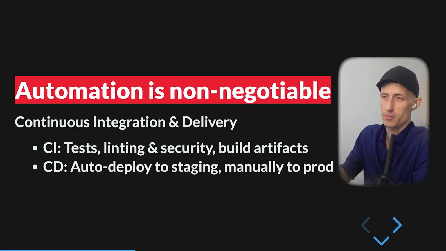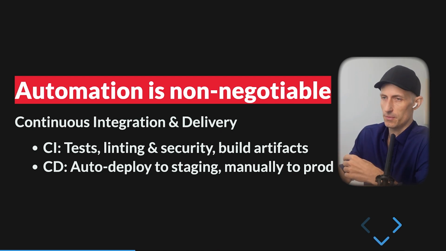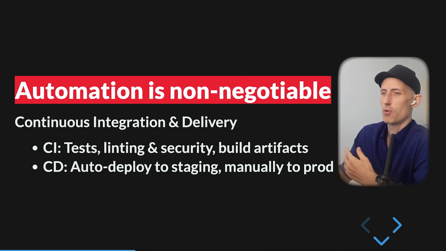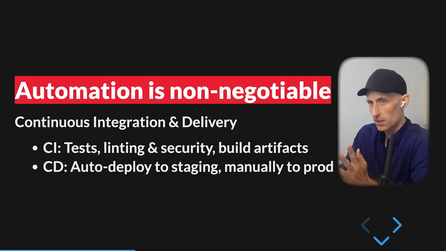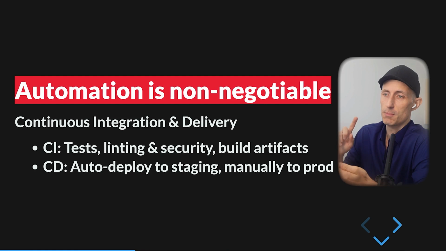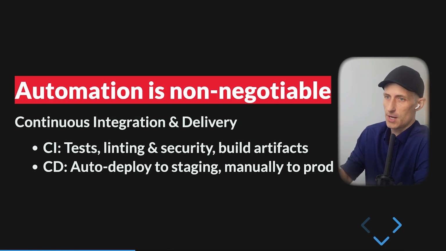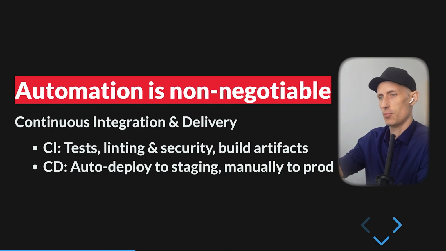Automation is non-negotiable, because only if something is automated is it very easy to do. And when it comes to testing and delivery and deployment of software, we want to have this as easy as possible. So we're going to talk about CI, which is continuous integration: tests, linting, security, building artifacts for the deployment. And then CD is the actual delivery, where we auto deploy to staging. And in our case, we use a manual trigger, so we need to click for the production deployment.